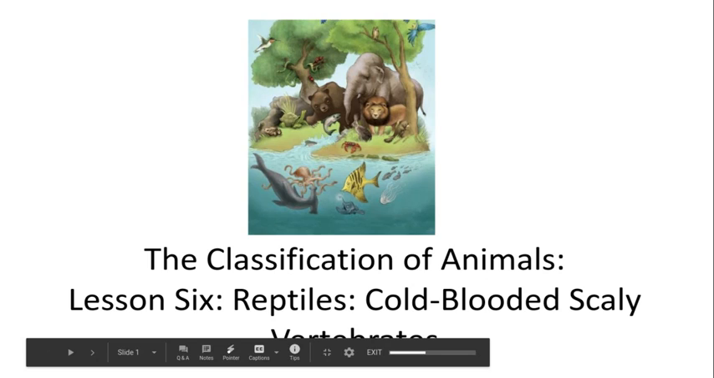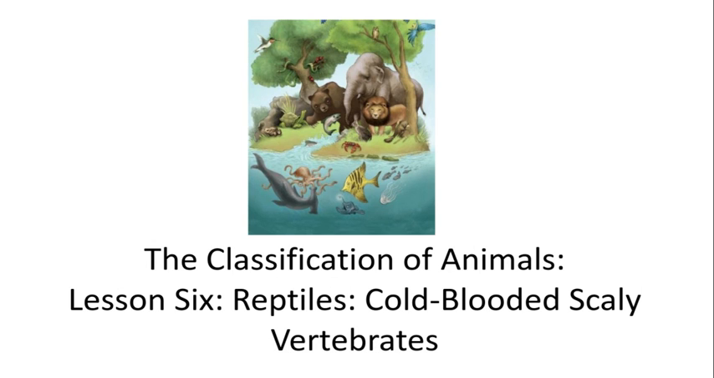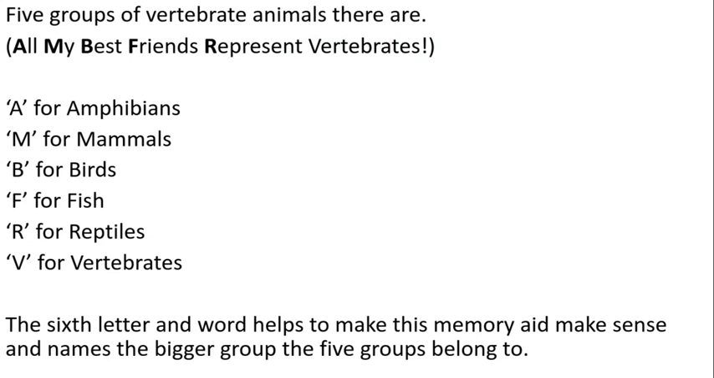We're going to start lesson 6 of the classification of animals. Today, we're talking about reptiles, cold-blooded, scaly vertebrates. So, if you remember, we've been talking about this mnemonic device. All my best friends represent vertebrates. That reminds us what the different groups of animals that are vertebrates are.